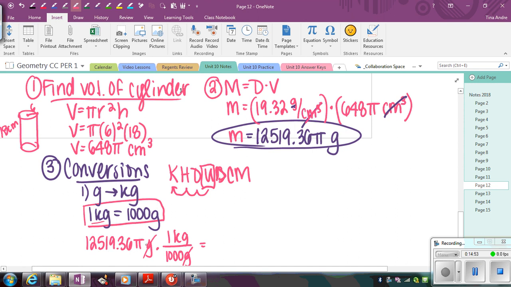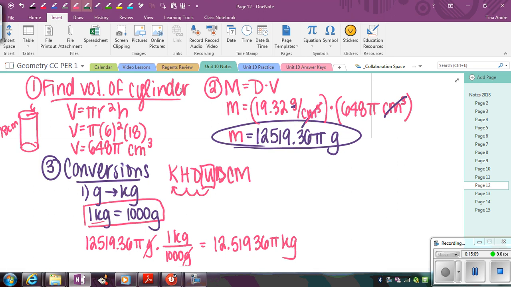And I end up just dividing. So either way, when you divide, you're just moving that decimal 3 places to the left. I am not doing anything with pi. I'm just keeping pi in my answer for right now. So there's my kilogram conversion.